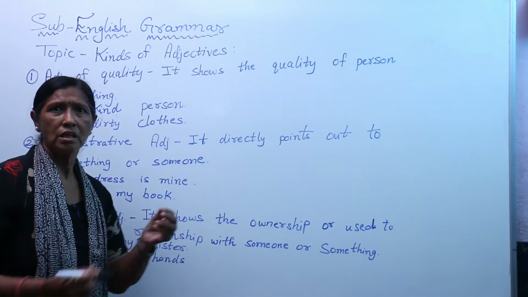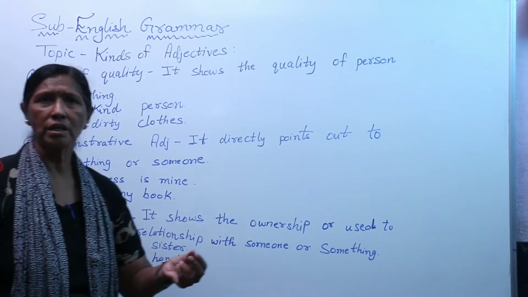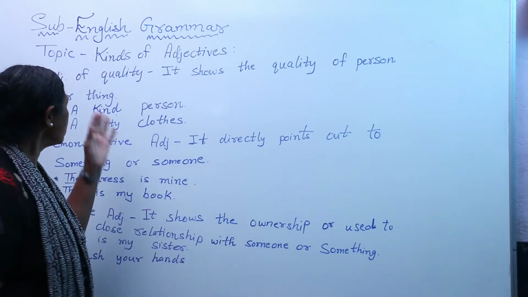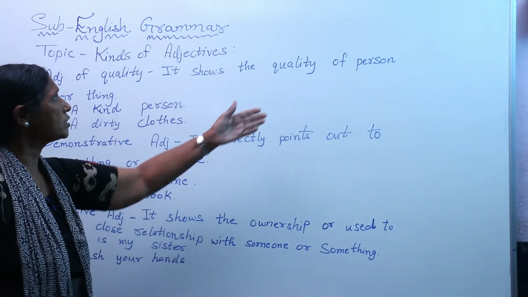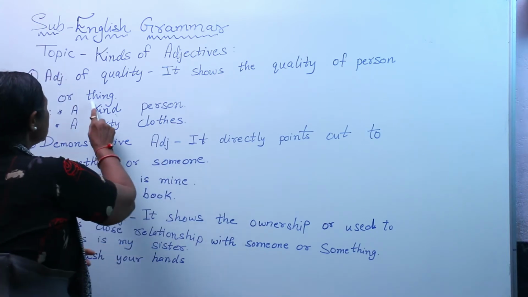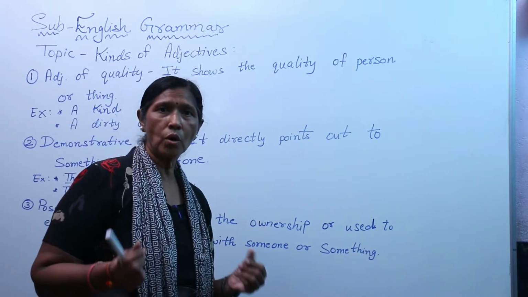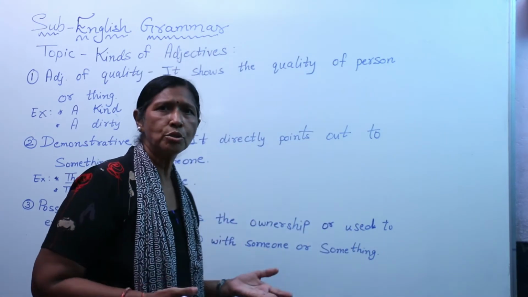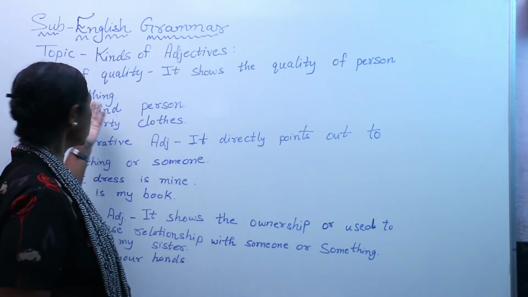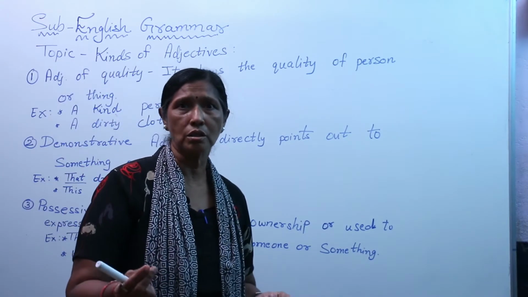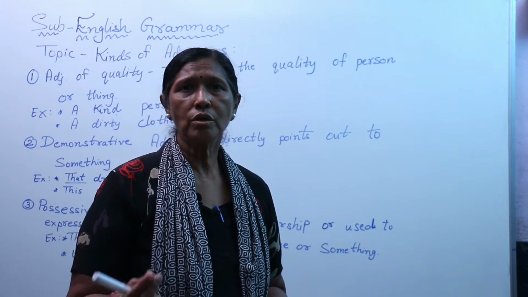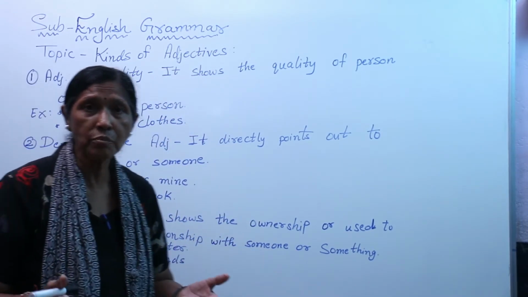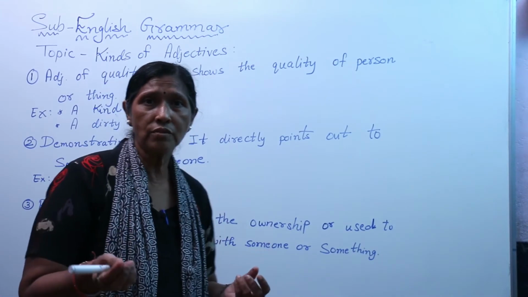Quality means, if the cloth is also there, you have to see the quality of that cloth. It shows the quality of person or thing. The quality means whether the person is good or bad. Thing also I told you previously, a cloth. Cloth is also a thing. So it will show you the quality, what type of cloth it is.